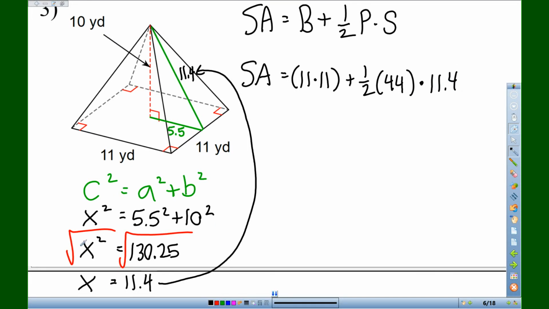Okay, so that's the only wrinkle we're going to run into throughout this is just if we need the slant height, we're going to have to use the Pythagorean theorem. Okay, well, let's type this in and see what we get. So 11 times 11 plus 1/2 times 44 times 11.4. I get 371.8 yards squared.